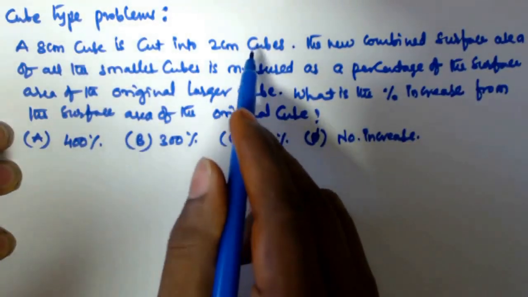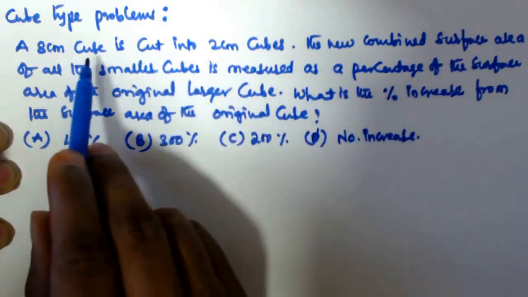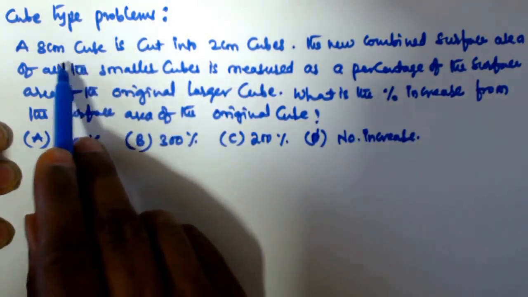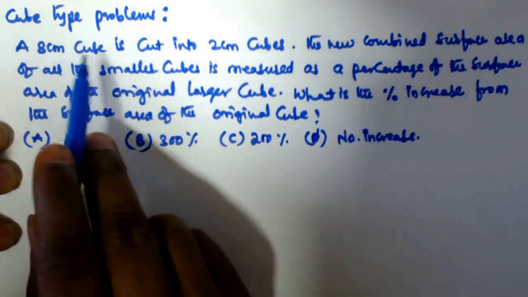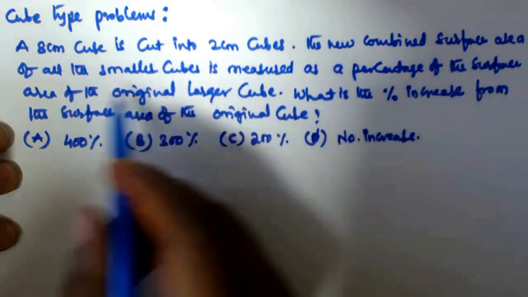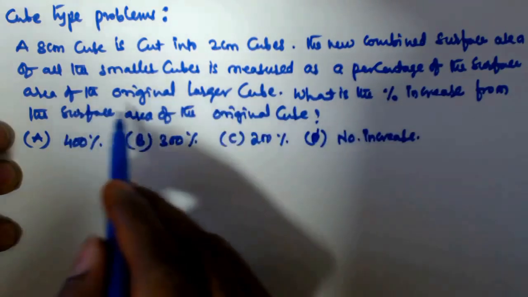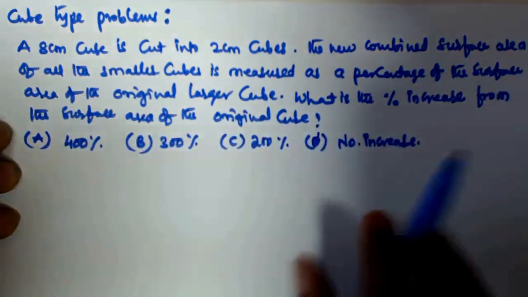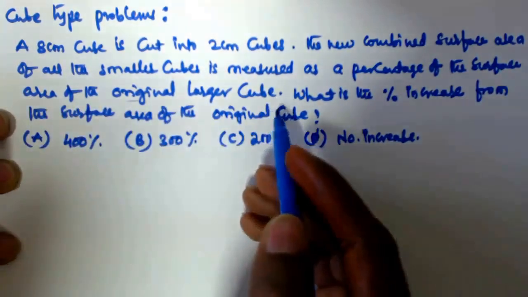So that means an 8 centimeter cube is cut into 2 centimeter cubes. So the length, breadth and height of the small cube is going to be 2 centimeters, and the big cube's length, breadth and height are also 8 centimeters. The new combined surface area of all the smaller cubes is measured as a percentage of the surface area of the original larger cube. So we have to first find the surface area of the original larger cube.